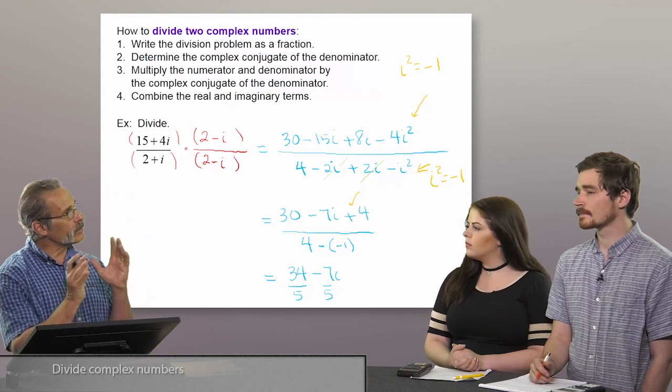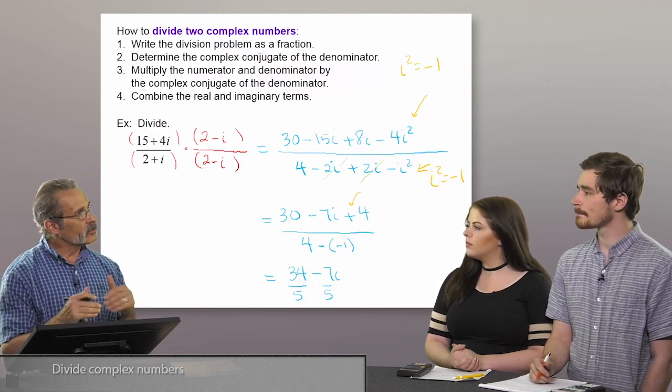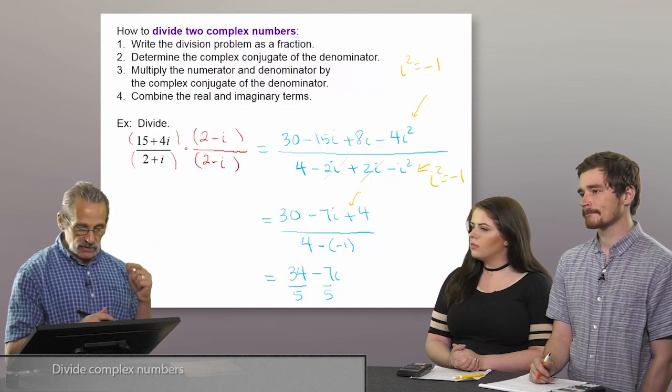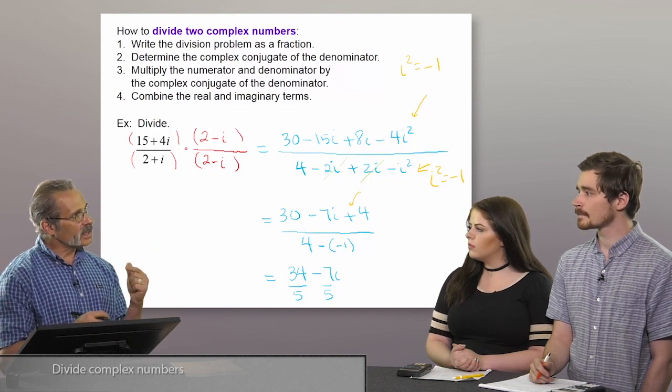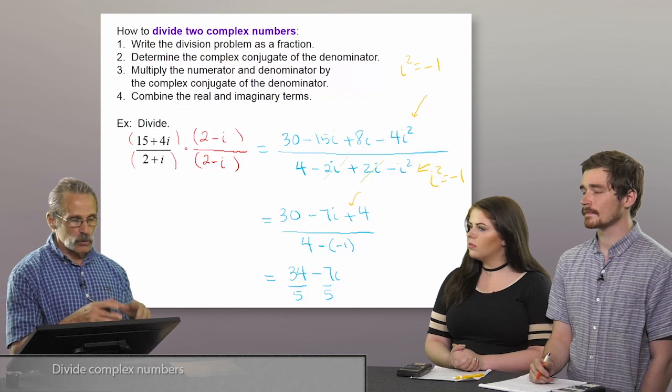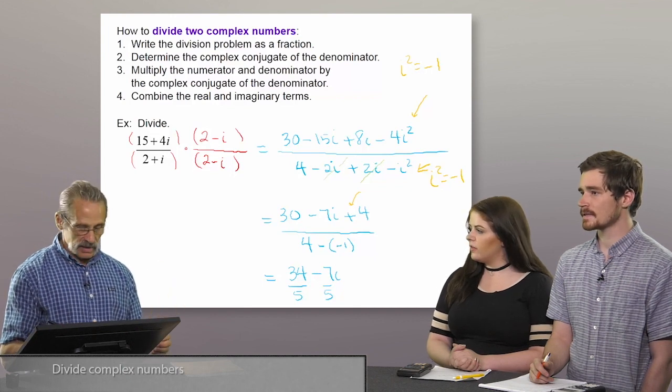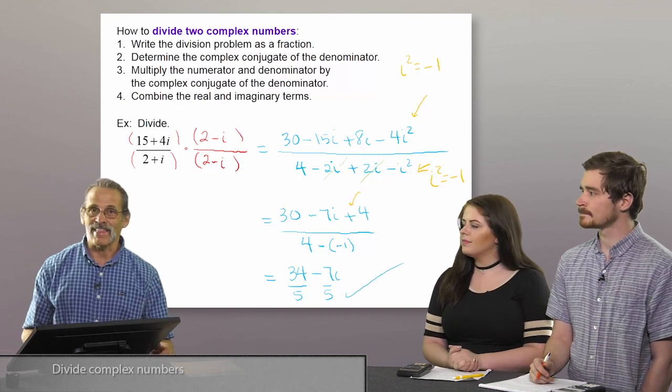my real portion and my imaginary portion. So I have 34 over 5 minus 7/5 i, and when I say it that way, is this number in the right form? Is it in the form of a plus bi? Yes, it is. We're done at this point.